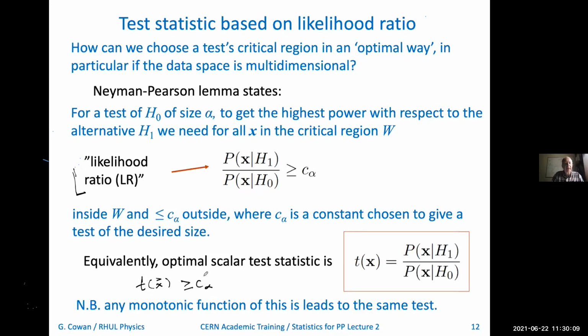I want to point out that any monotonic function of this ratio would be equivalent for use as a test statistic. In other words, if I say that the critical region consists of the region of X space where T of X is greater than C alpha, then that's the same region where the log of T is greater than the log of C alpha. So any monotonic function of this likelihood ratio will lead to the same test. I mention that because occasionally this comes up. We will use, say, the logarithm of the likelihood ratio and say that that leads to the optimal critical region.